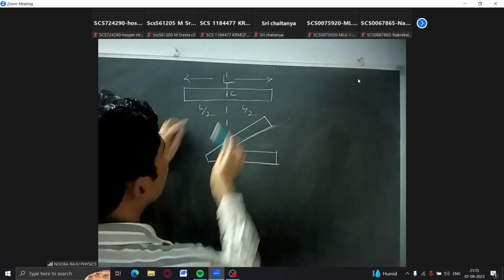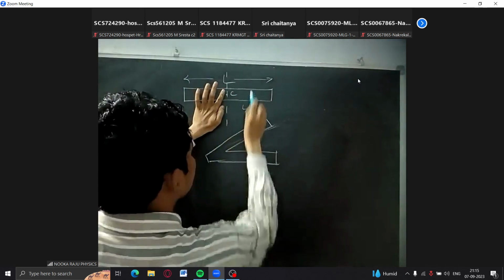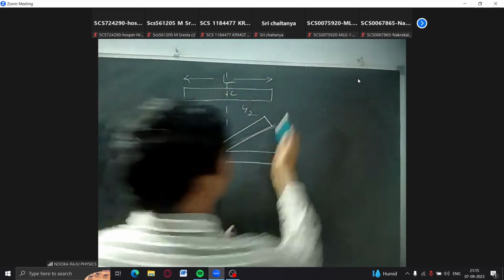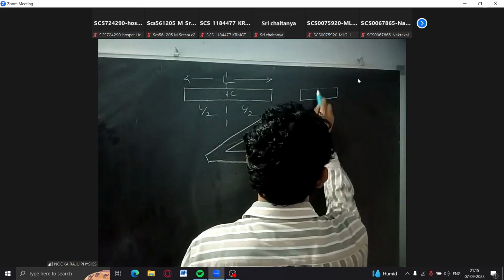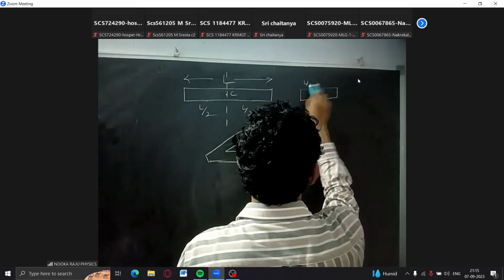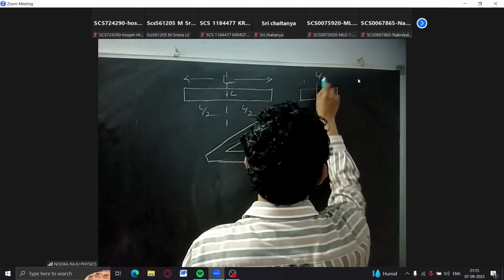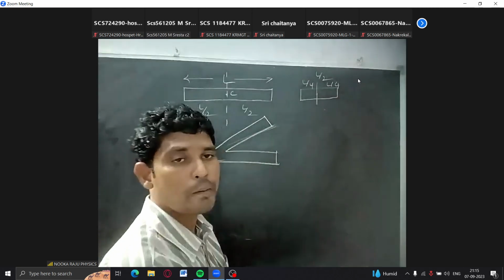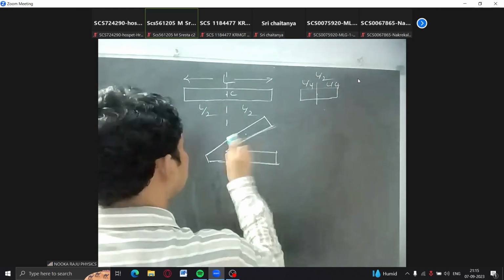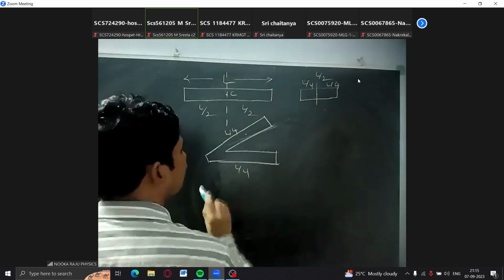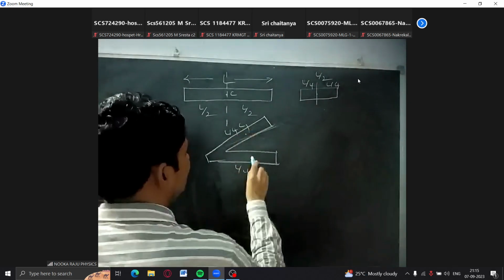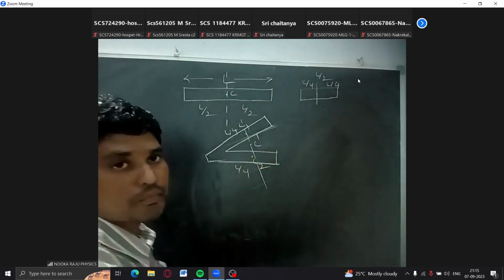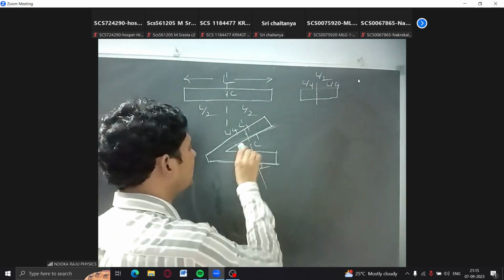Now try to understand. This is L by 2, this is L by 2, and automatically this one also L by 2. What is the center of mass of these two parts? Like L by 4, like L by 4. Am I right? Yes, sir. So this is L by 4 and also this is L by 4. If you consider this is C1 and this is C2, where is the center of mass? This is C dash. Now the separation angle equal to theta.